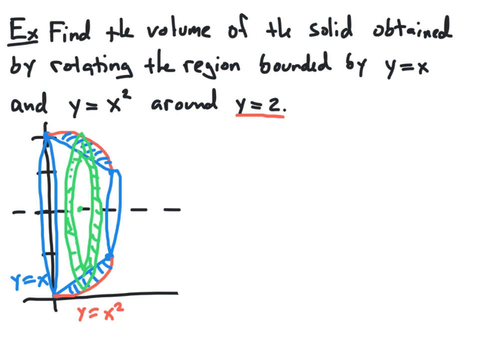Suppose, for example, that we want to find the outer radius of our particular washer in green. The outer radius would be the distance from the center of our washer, which lies on the line y equals 2, down to the very bottom of our curve, which would be the point on the red curve corresponding to that value of x.